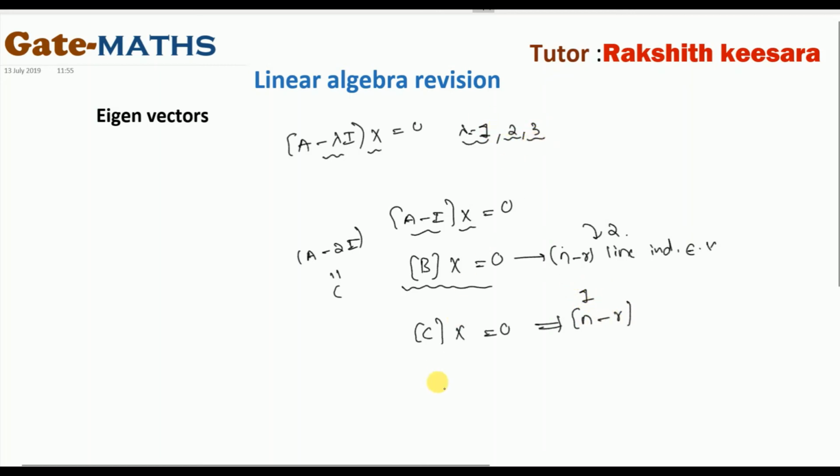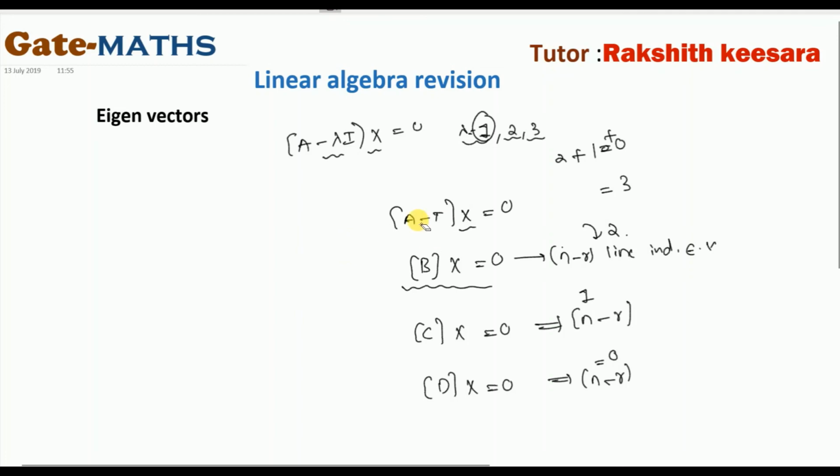And next, substitute λ = 3. Let this be D x = 0. Suppose n - r is 0, so rank of D is equal to n. Then what is the total number of linearly independent eigenvectors? For λ = 1 you are getting 2, for λ = 2 you are getting 1, for λ = 3 you are getting 0. So there are totally 3 linearly independent eigenvectors.